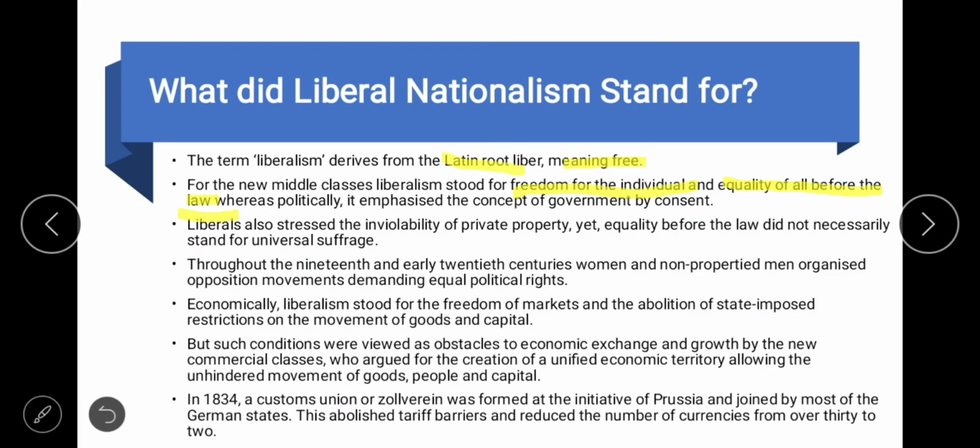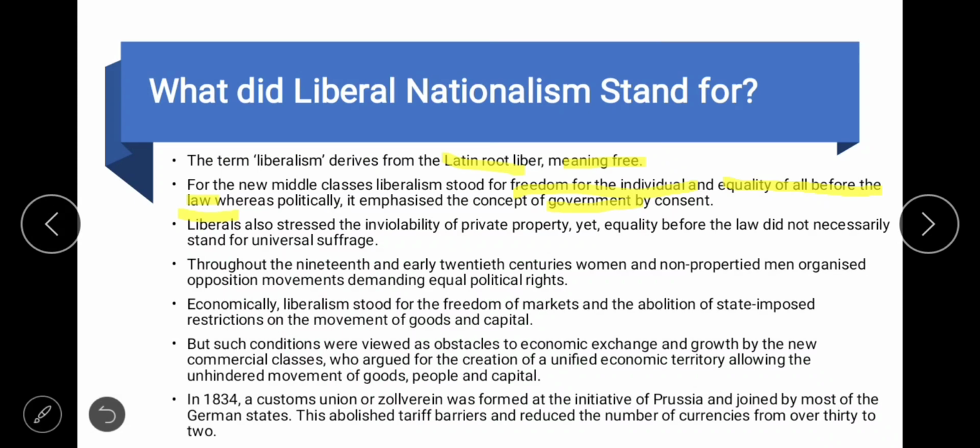And politically, it emphasized the concept of government by consent. That is, people need to be governed with their consent. It isn't like a monarchical form of government. Since the French Revolution, liberalism stood for a constitution and a representative government through parliament. So how could this be done? By ending autocracy and clerical privileges.